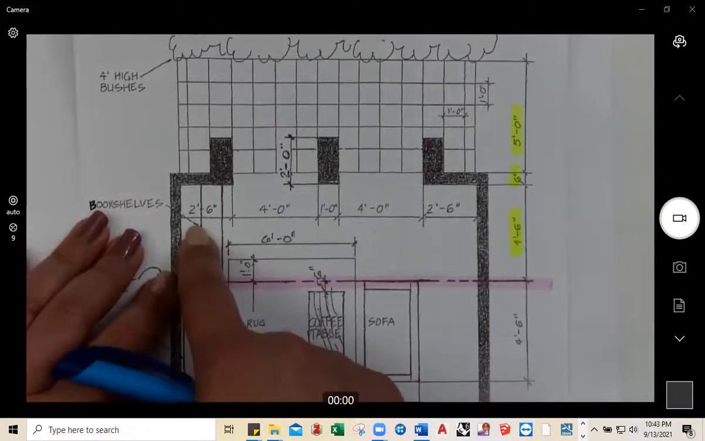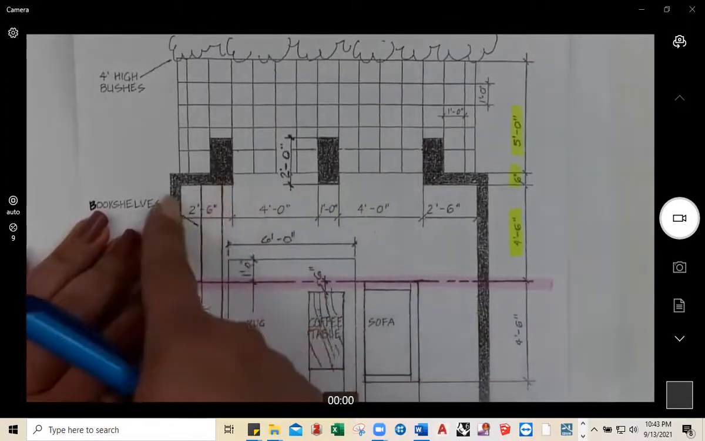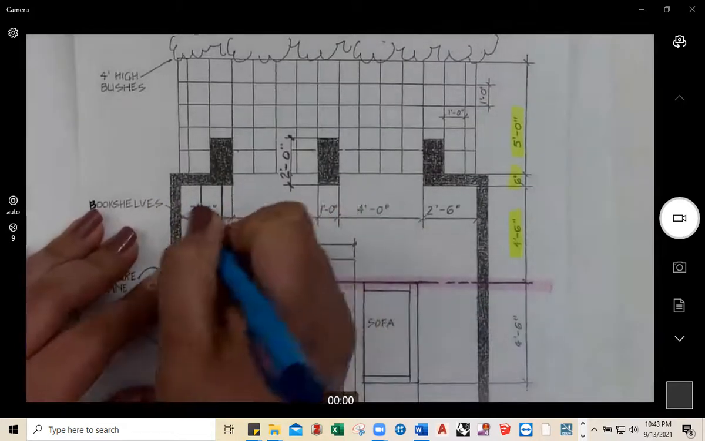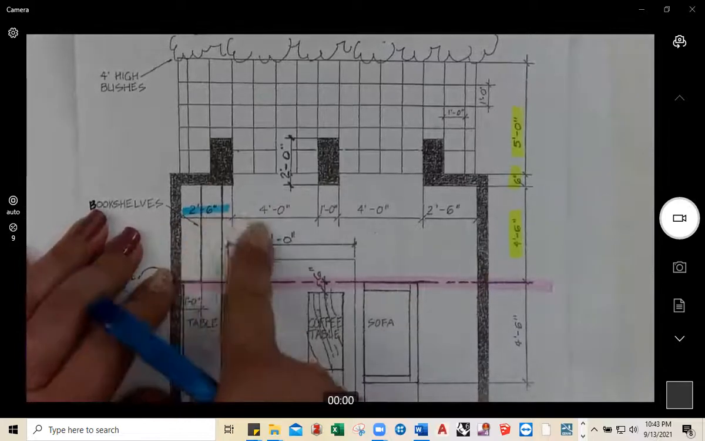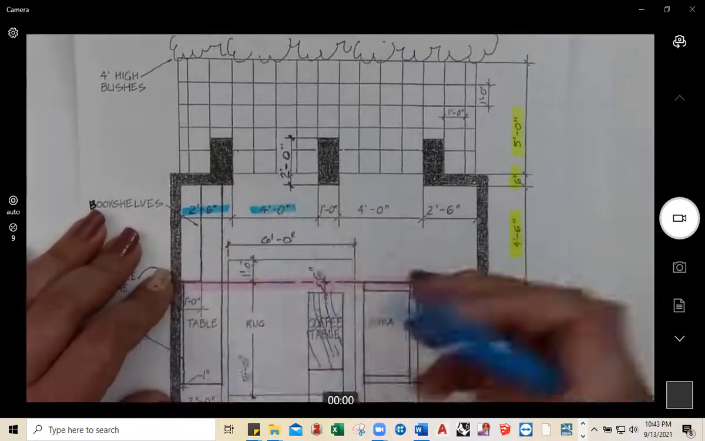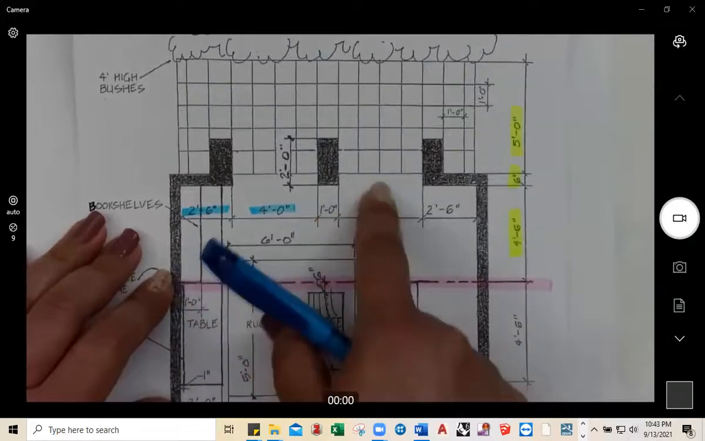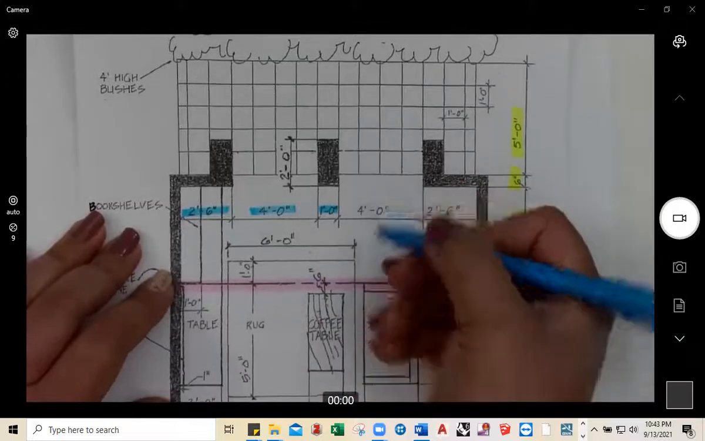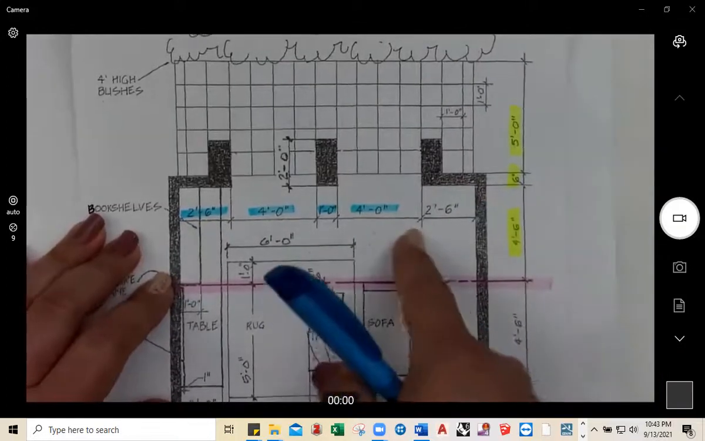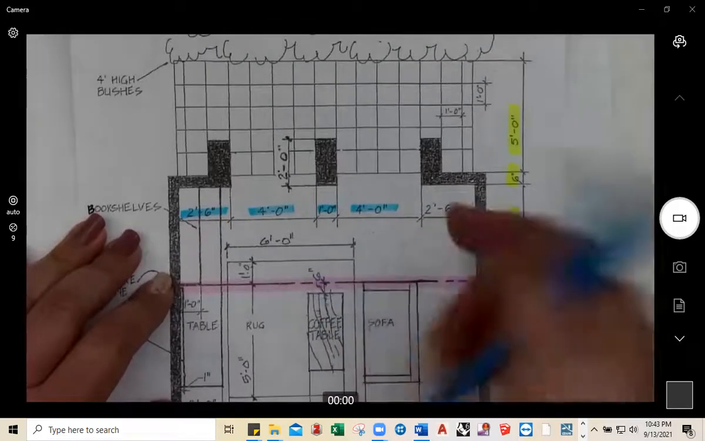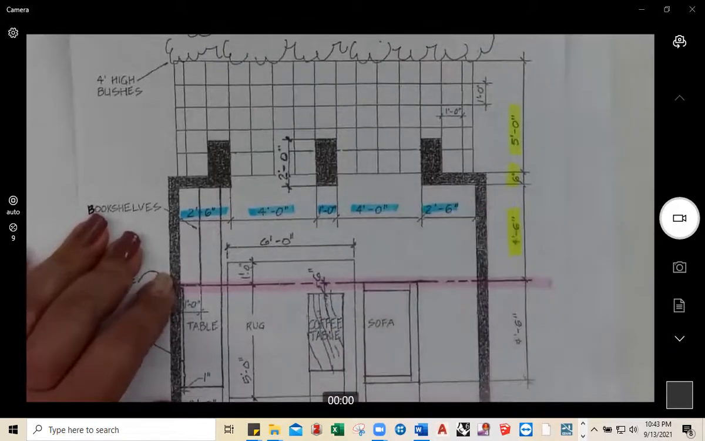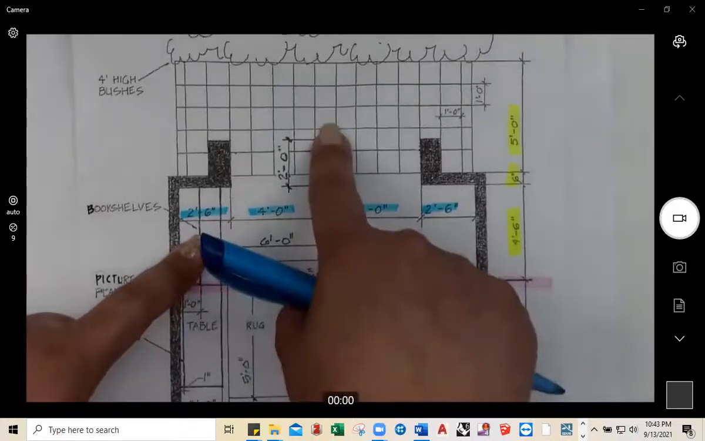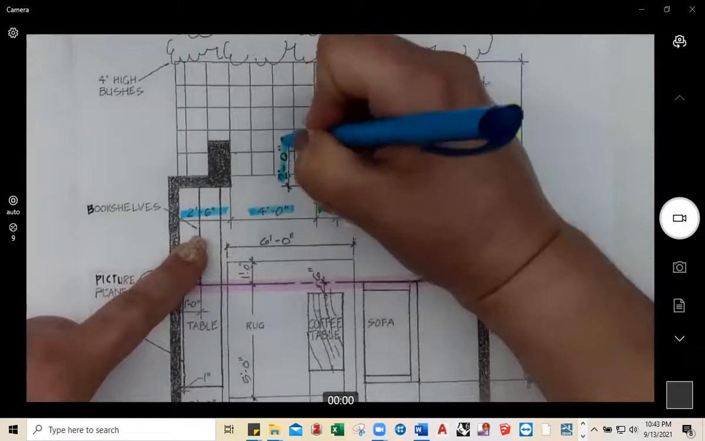If we look from the left-hand side, the first opening is 2 feet 6 from the inside wall. The opening itself is 4 feet. Then there's a wall in between the two openings, which is a foot wide. The next opening is 4 feet. And then from the opening to the right wall is 2 feet 6 inches. That's important to note. Something else to pay attention to is the depth of this wall, and that's 2 feet.